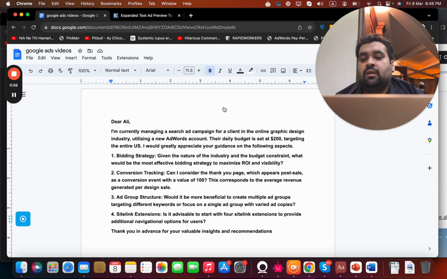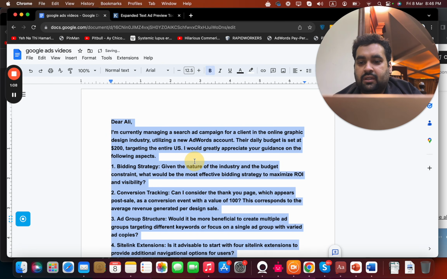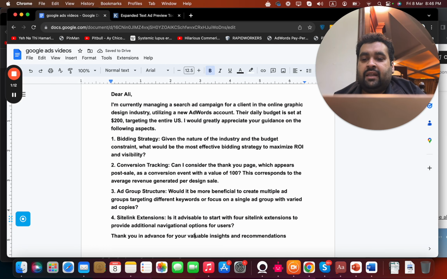Number three, ad group structure. Would it be more beneficial to create multiple ad groups targeting different keywords or focus on a single ad group with varied ad copies? I'm also making it bigger so like everyone can read it easily. Number four is sitelink extensions. Is it advisable to start with four sitelink extensions to provide additional navigational options for users? Thank you in advance for your valuable insights and recommendations.